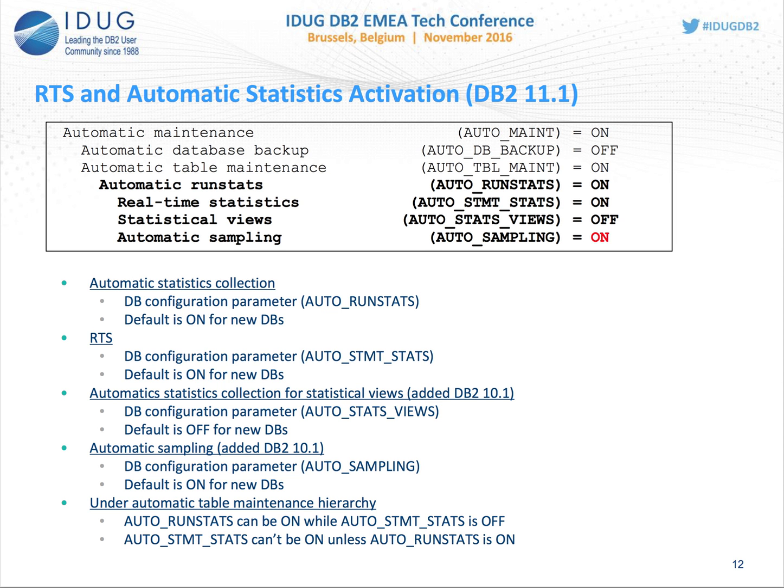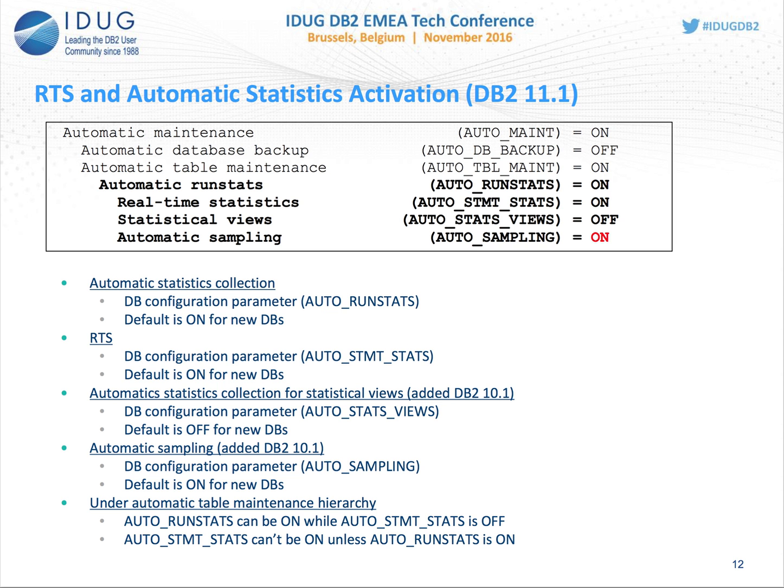So you've got the real-time stats. The switch is auto statement stats. You can also collect stats on statistical views automatically. And then there was a new option added in 10.1 so that auto run stats would automatically determine the sampling rate for both real-time stats and the background stats. I highlight on this page that auto sampling is enabled by default for any new databases created on version 11.